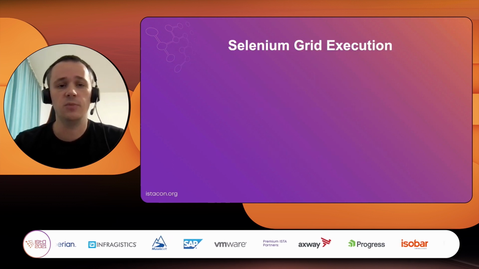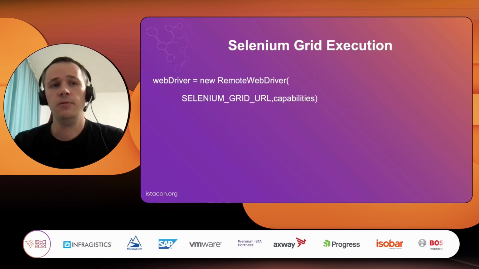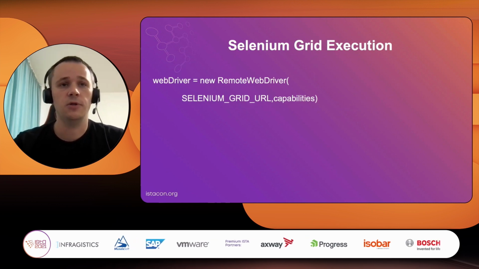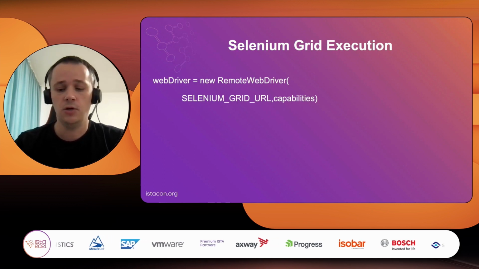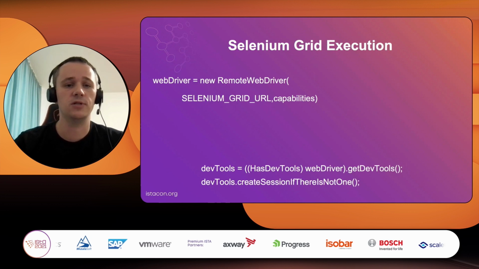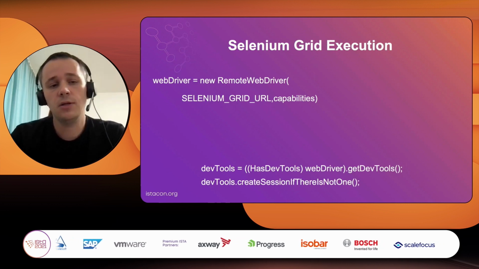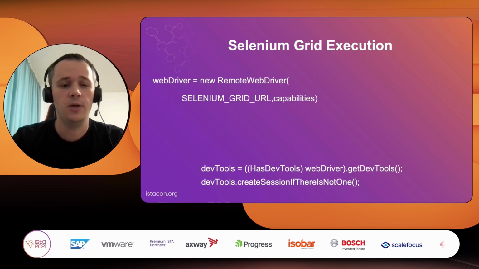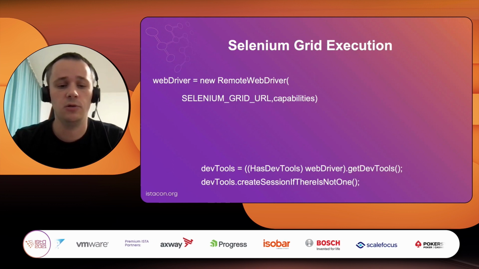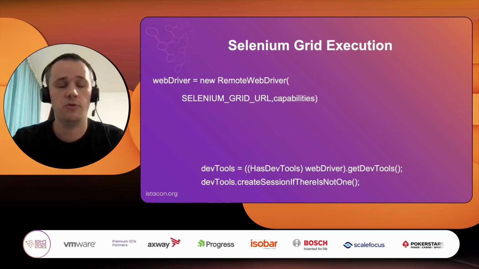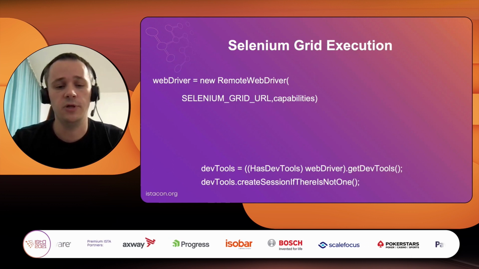But now let's see the example with Selenium Grid execution. So far with Selenium 3, we were using RemoteWebDriver and providing the Selenium Grid URL and capabilities in order to run our tests. If you try to use the same two lines of code for DevTools, then you'll see your tests are going to fail. The reason behind that is that the HasDevTools interface is implemented on the ChromiumDriver level, and our RemoteWebDriver instance doesn't know of its existence.